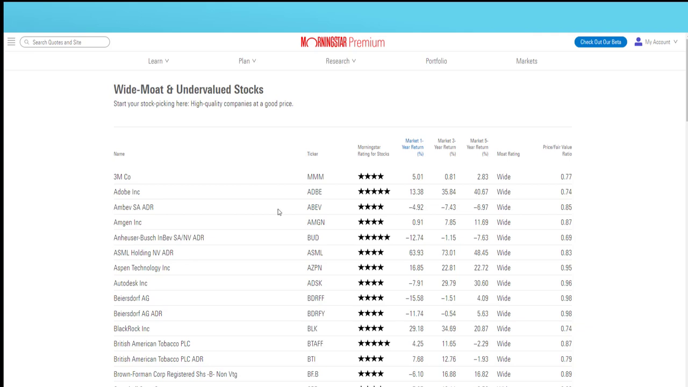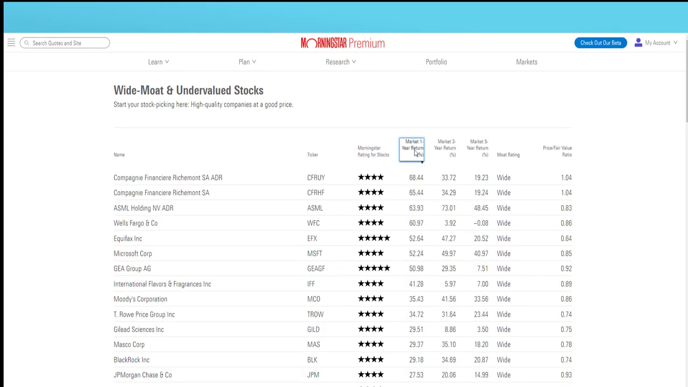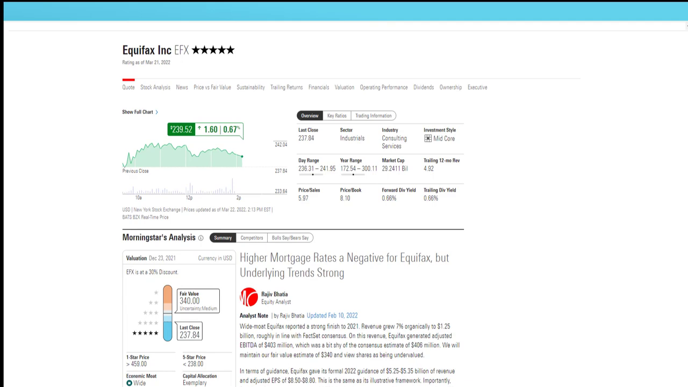I think I'll choose a stock here. I'm going to sort by market 1-year return. This is the return on investment listed by the company. And I like this 5-star stock here, which I'm going to click on. It'll take me to the actual quote website for that stock.